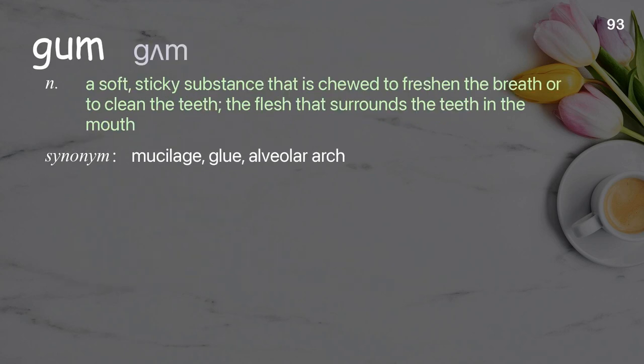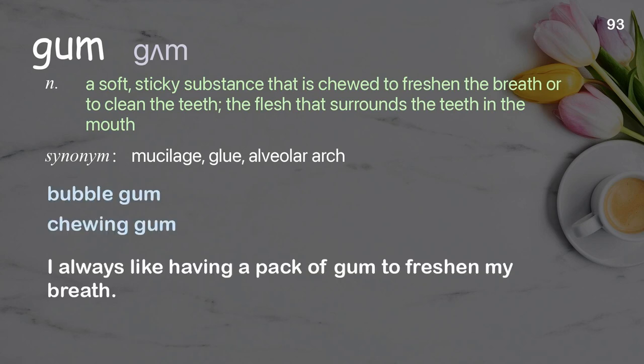Gum. A soft, sticky substance that is chewed to freshen the breath or to clean the teeth, the flesh that surrounds the teeth in the mouth. Examples: bubble gum, chewing gum. I always like having a pack of gum to freshen my breath.